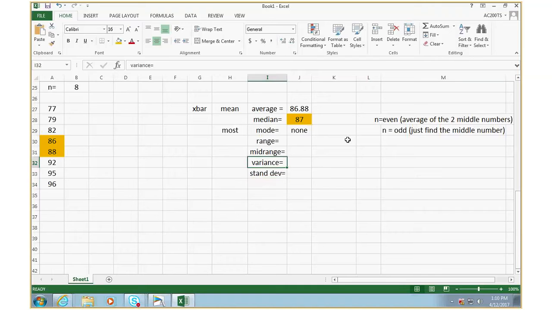All right, the range. Highest minus the what? Lowest.